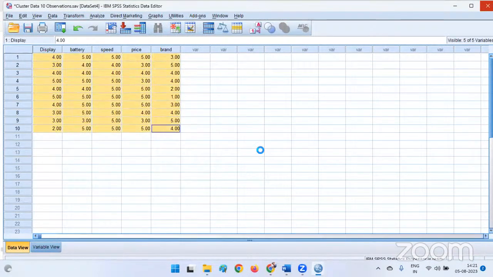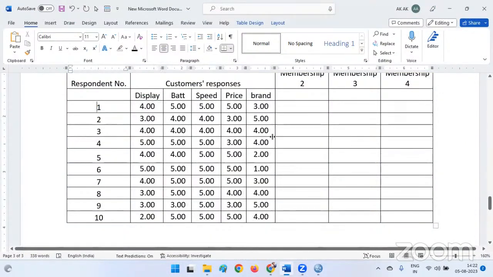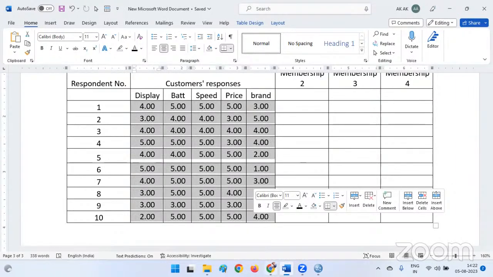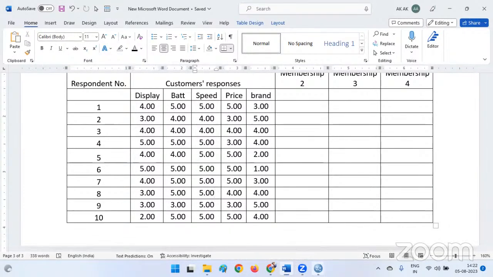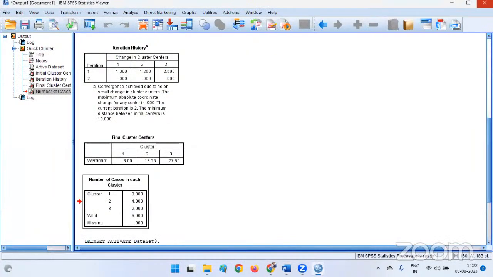I think I should copy this data rather than... yes. All right. Okay. We'll find it out. Now with this data, we want to make clusters. We want to segment these 10 customers. So let me close this file.